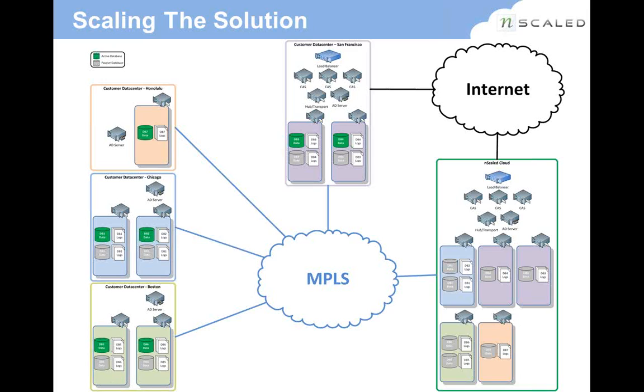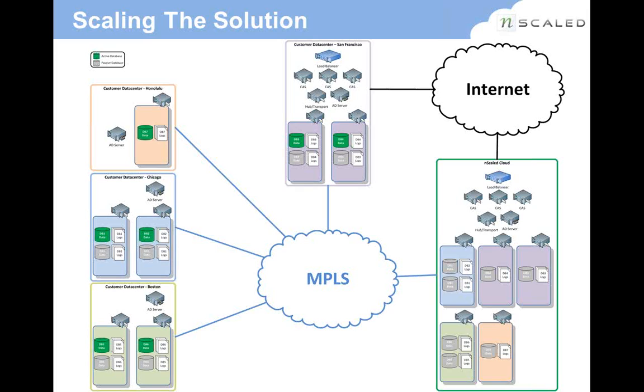And so essentially the way that you would build this then is you would say, and I've used colors to indicate this. So for example, the customer data center in Honolulu, it's a really small site. They've got an AD server. They've got one Exchange server there. And you can see that on the Nscaled Cloud side, the orange box there indicates that there's a DAG member server, so there's a DAG with 2 member servers, one in Honolulu and one in the Nscaled Cloud, and that's one DAG.